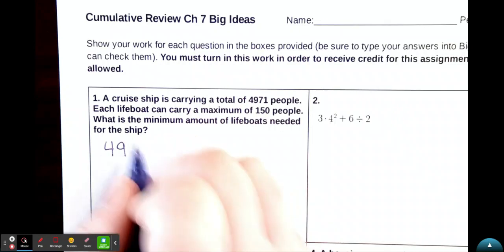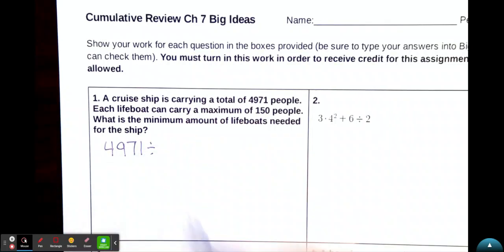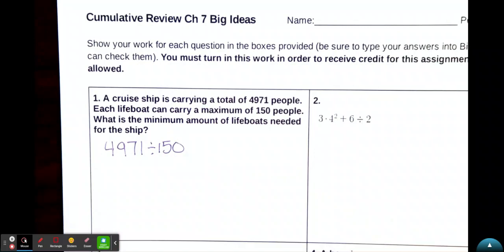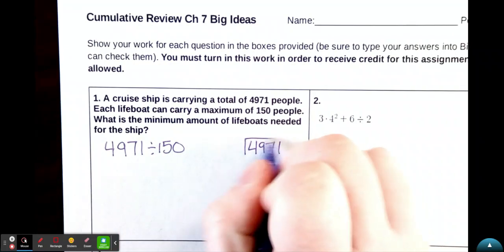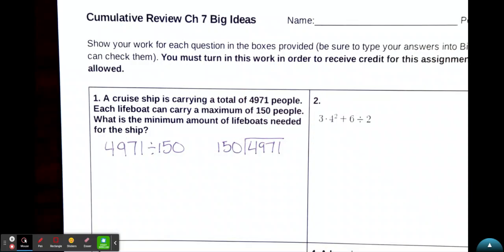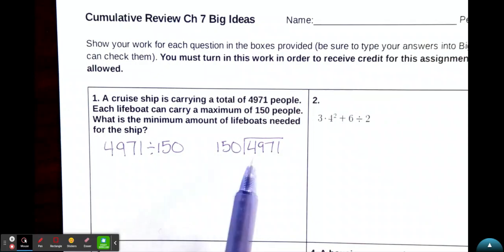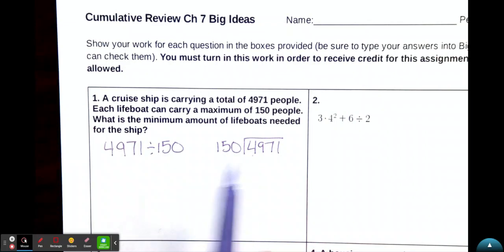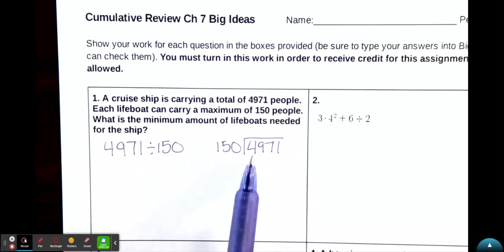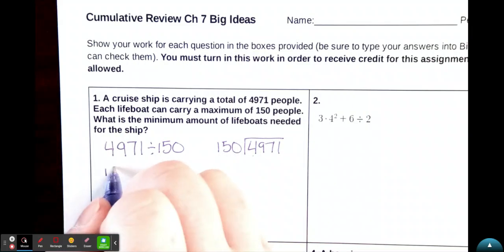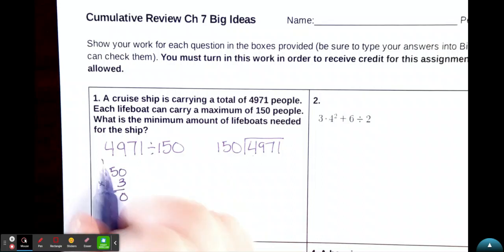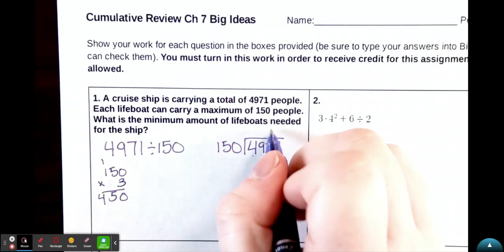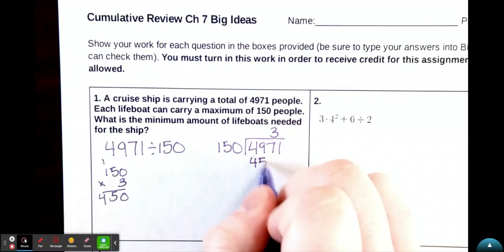Mm-hmm. So in this chapter, we are allowed to use a calculator, but in case we didn't, I am going to have us write out how we would do this. Okay, can 150 go into 4? No. Can it go into 49? No. Can it go into 497? Yes. How many times? 3? Okay, so I'm going to do 150 times 3. So it can go into that 3 times, and that's 450.